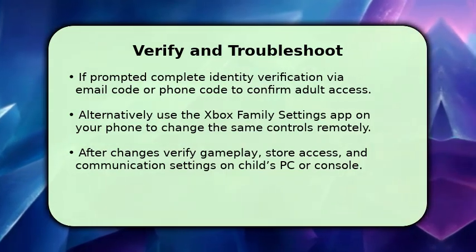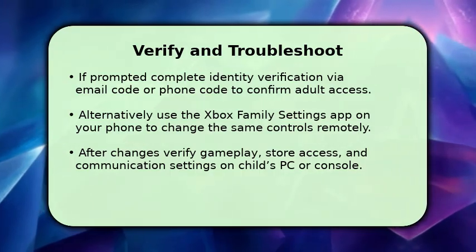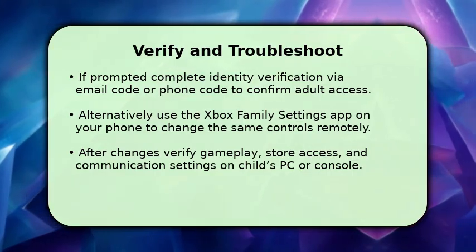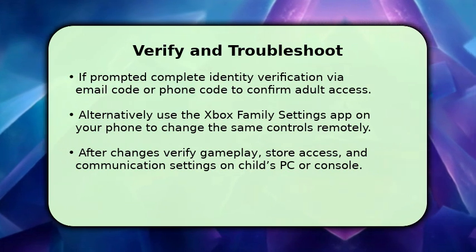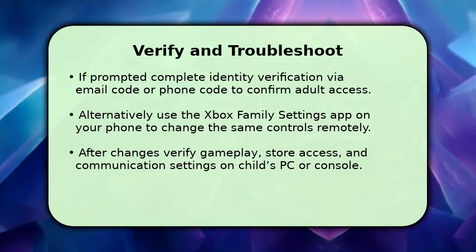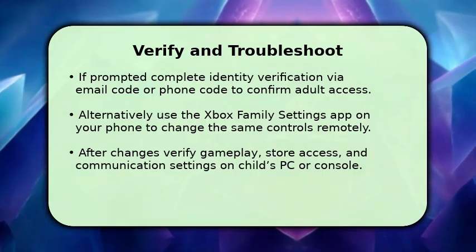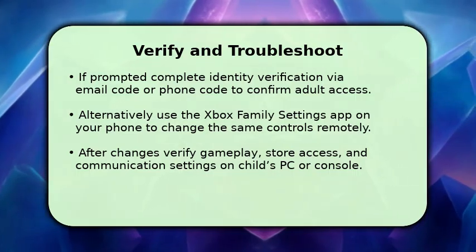Alternatively, use the Xbox Family Settings app on your phone to change the same controls remotely. Explain changes to the child and save receipts for purchases when you disable purchase restrictions. After changes, verify gameplay, store access, and communication settings on the child's PC or console. If problems continue, contact Microsoft support at account.microsoft.com.